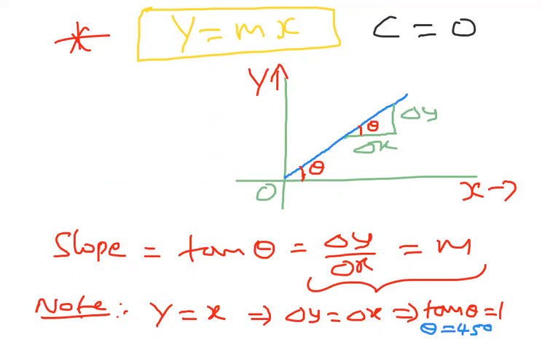Whenever they mention the condition y is equal to x, the theta value is 45. The angle it makes is 45. So slope is equal to tan theta is equal to 1. So the slope of the graph is 1. We can say here the m value, tan theta equal to 1, is nothing but m. The slope is 1, that means theta is 45. This is the first condition, y equal to mx. We can discuss it like this.